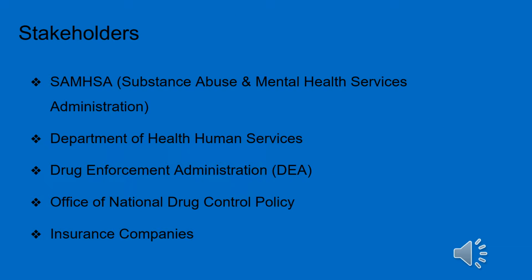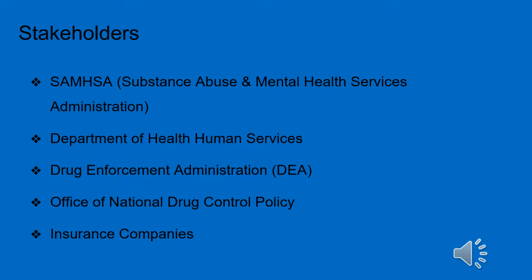The key stakeholders that are helping to fight the war on opioids include the Substance Abuse and Mental Health Services Administration, which is an agency within the Department of Health and Human Services, the Drug Enforcement Administration, the Office of National Drug Control Policy, and many insurance companies.